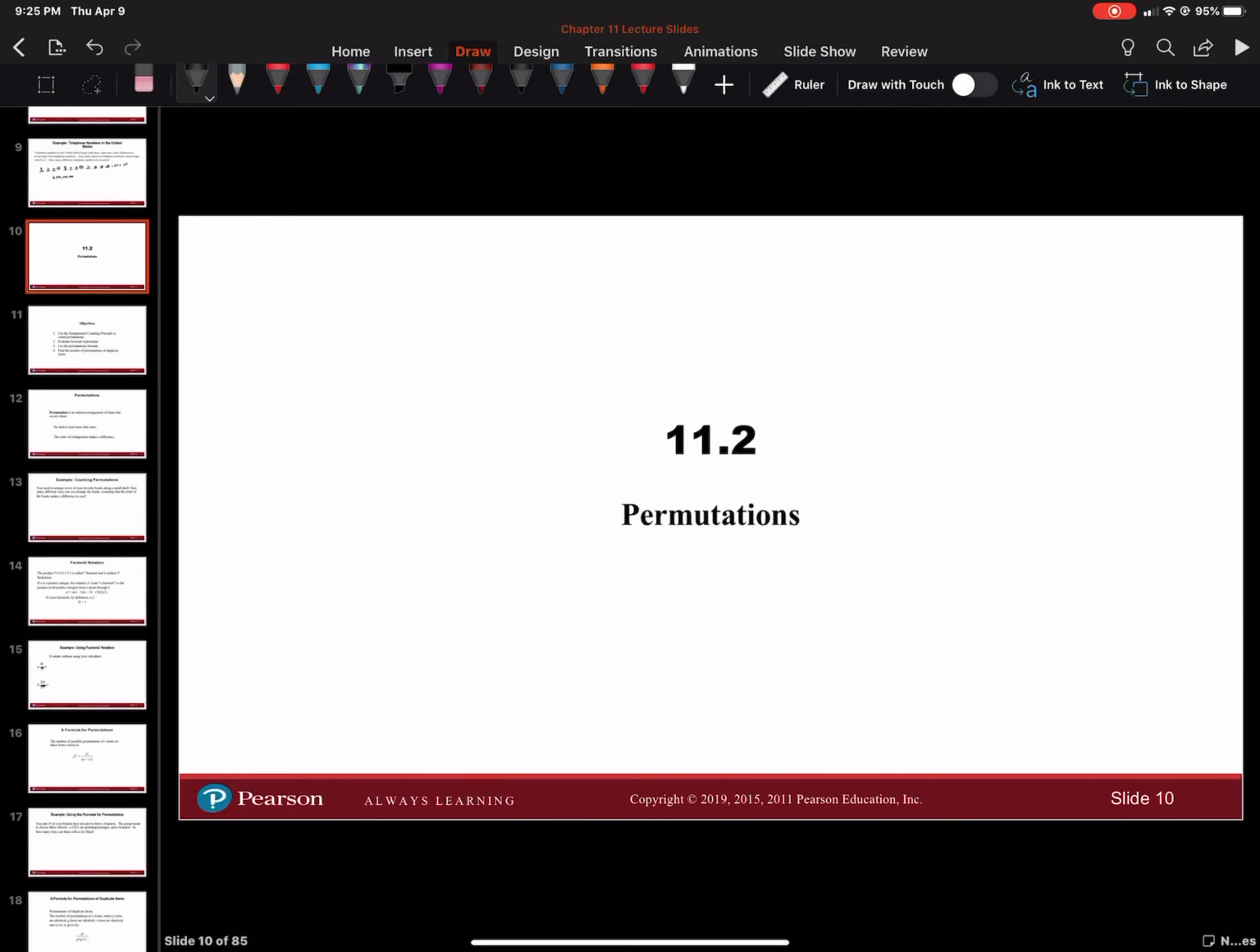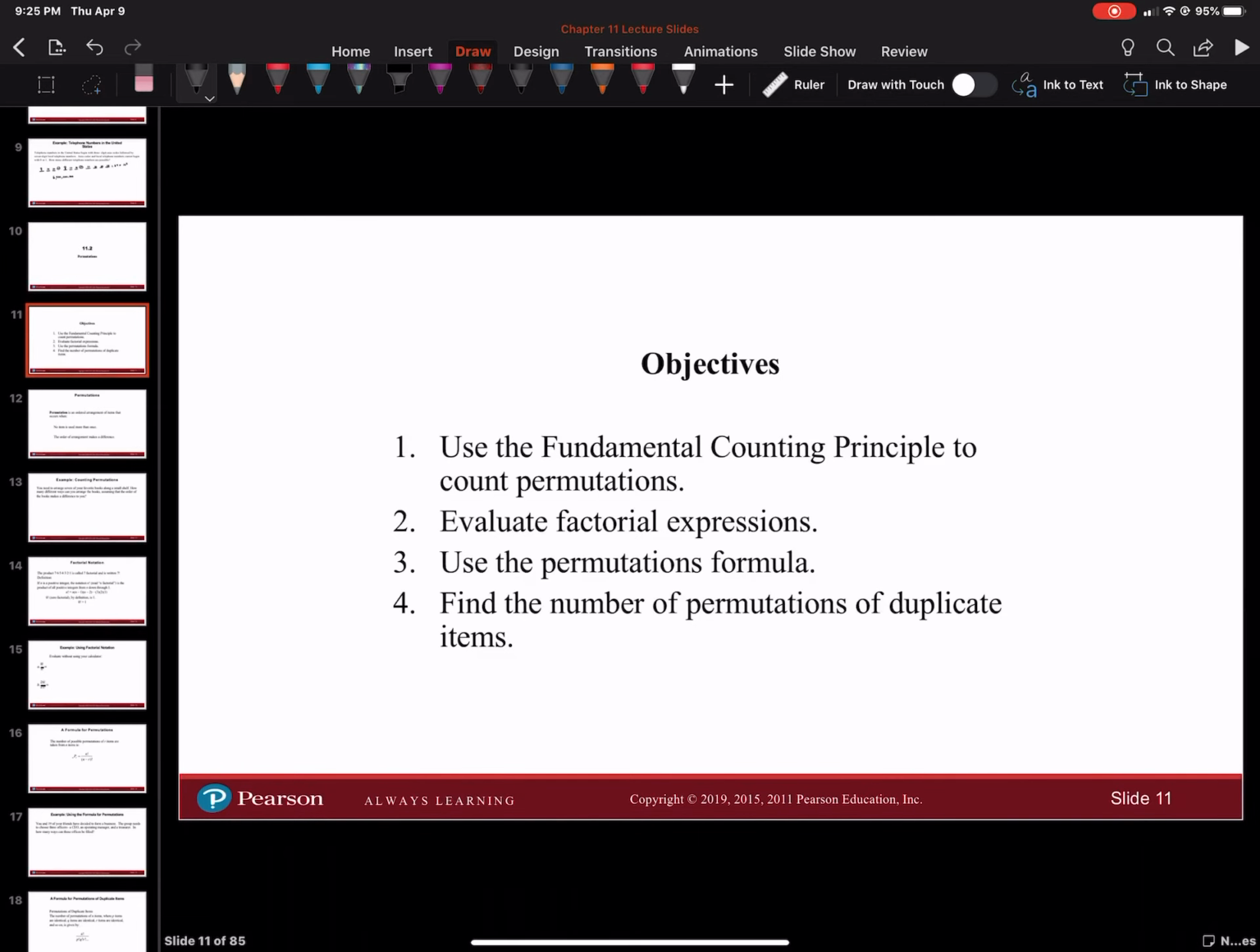Hello class, today we'll be talking about 11.2 permutations. So the objective today is to use the fundamental counting principle to count permutations, evaluate factorial expressions, use the permutation formula, and find the number of permutations with duplicate items.